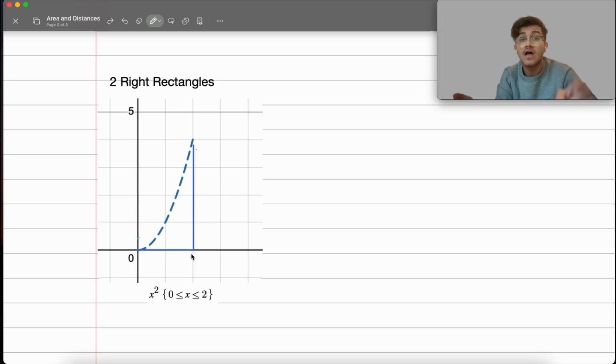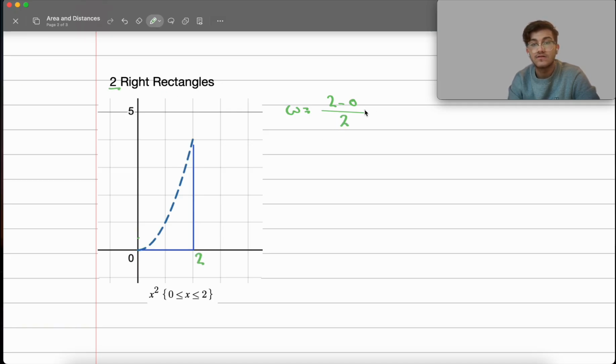So the domain is 2. I'm going to divide it into 2 rectangles. So the width of each rectangle is going to be 1. So basically the width is calculated by 2 minus 0. This is the domain of my function, so this is 0 and this is 2. 2 minus 0 divided by the number of rectangles. So it's going to be 1. This one is the width of my rectangle. So now I know that the width of the rectangle is 1. What does this right mean here? The right means that when you draw your rectangle, its right corner should touch the curve.